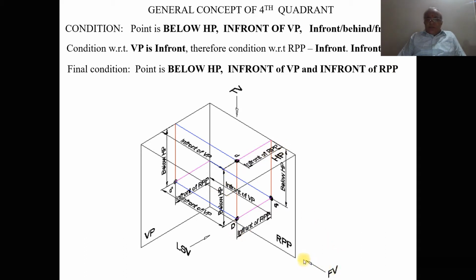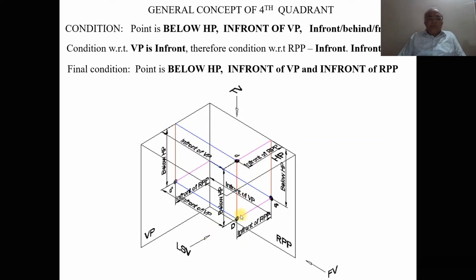Suppose I look from the front view, I can see the distance below HP, and the image will fall on the vertical plane, which is small d dash, so this is below HP. Similarly, when you look from the top view, I can see the distance in front of VP, and when it is projected, that point will lie on the horizontal plane, so this distance becomes in front of VP.